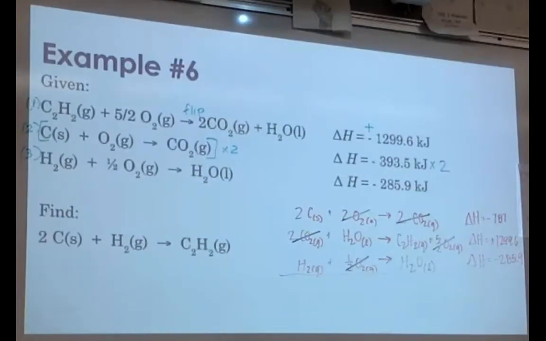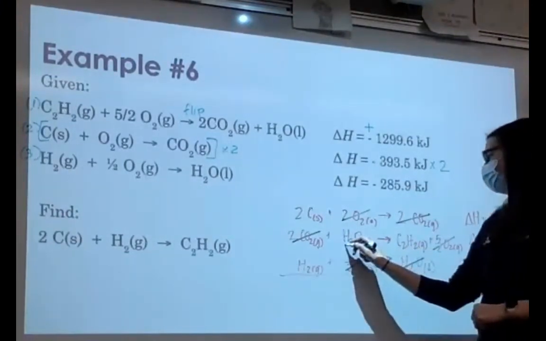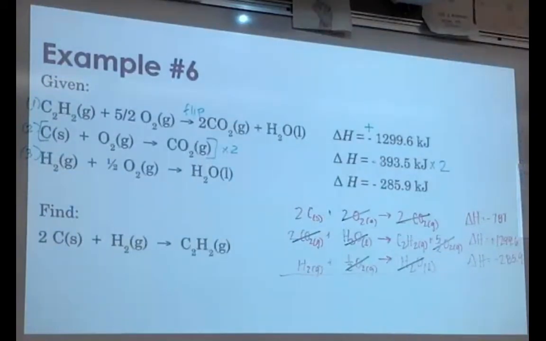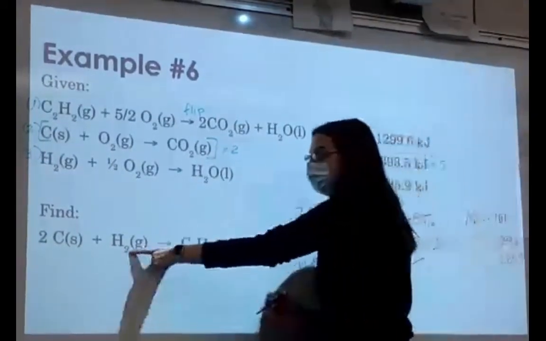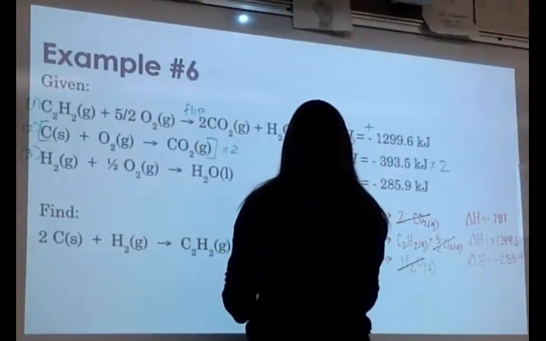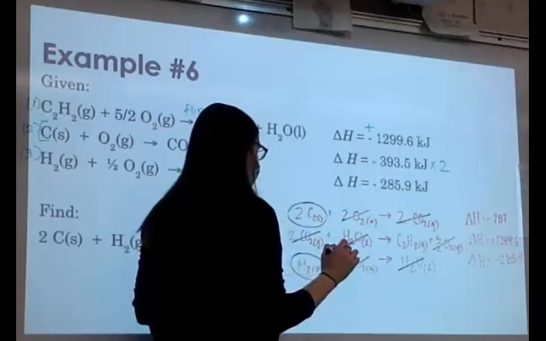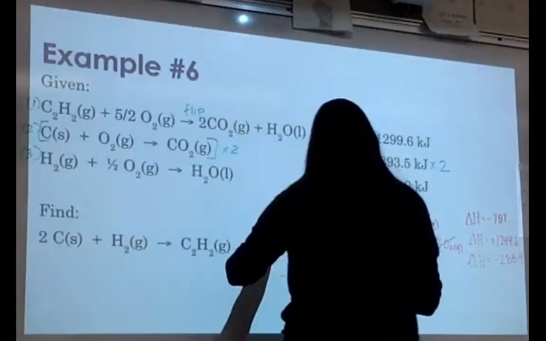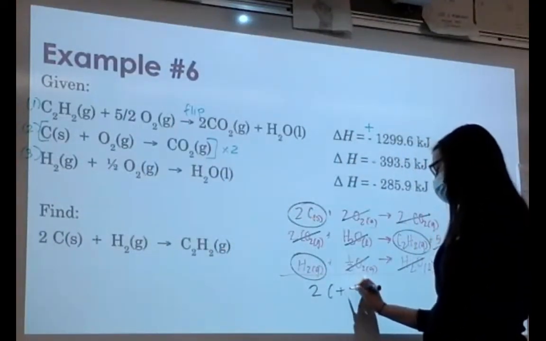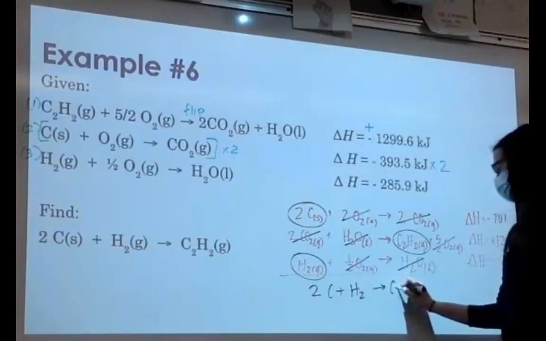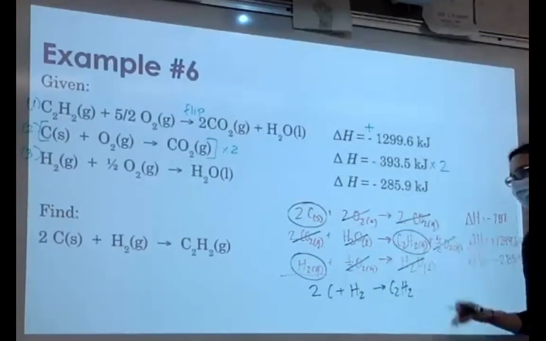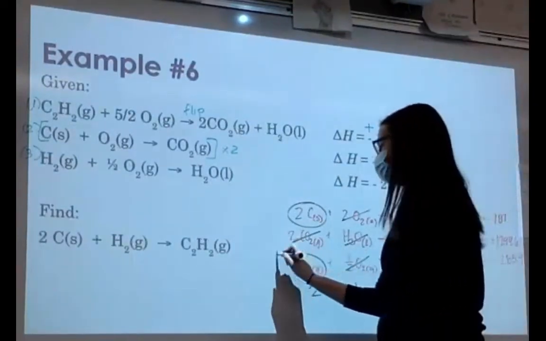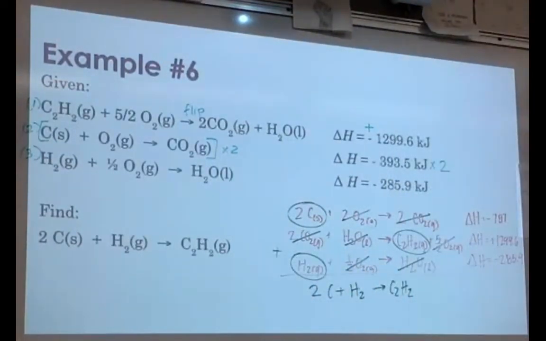Anything else that's on both sides? H2O. Now that should leave us with what it wanted in this equation. So we have 2 carbons, 1 H2, 1 C2H2. So when I add all of these equations up, I get 2 carbons plus H2 yields C2H2. I just add everything up. So think about this being like adding 3 systems of equations together, which means to get our delta H, we just add all of these values together.